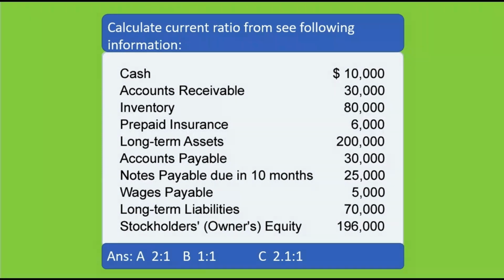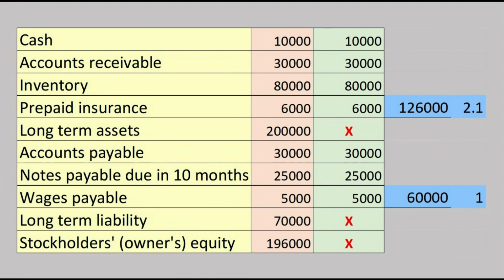1:1, B. 2:1, C. 2.1:1. Dear students, as you have noted, the above information includes accounts relevant to the current ratio and accounts not relevant to it, and therefore you will have to take only the relevant information out. Take the current assets and current liabilities separately and compare them with each other.